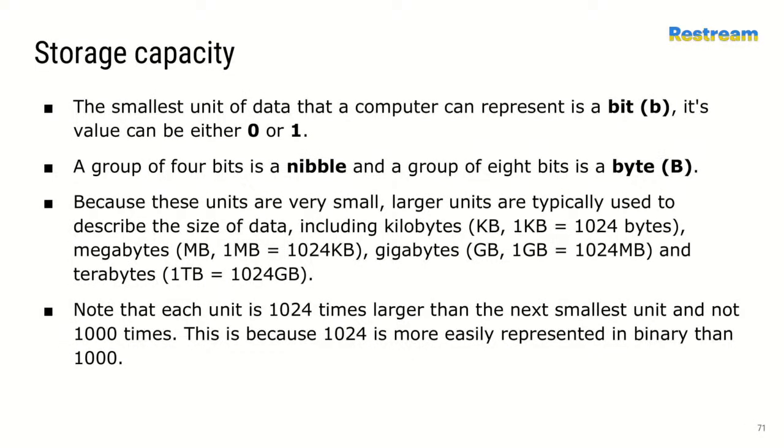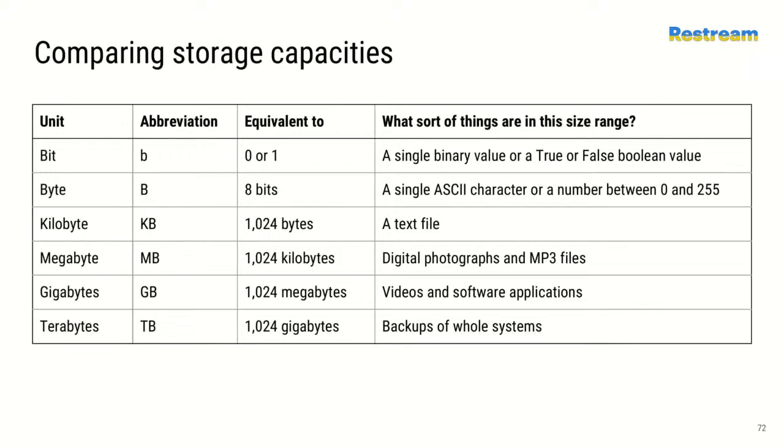So, storage capacity. The smallest unit of data that a computer can represent is called a bit. Its value is either 0 or 1. Now, a group of 4 bits is called a nibble, and a group of 8 bits is called a byte. Because these units are so small, larger units are typically used to describe the size of data. So, kilobytes is 1024 bytes, megabytes is 1024 kilobytes, gigabytes is 1024 megabytes, and you can see where I'm going with this. So when we're comparing storage capacities, that is what it will look like.